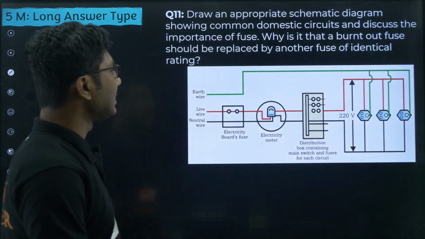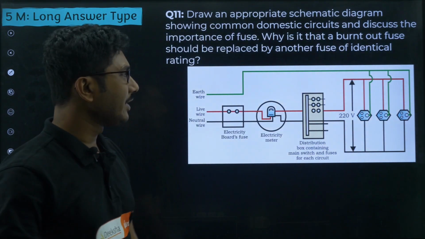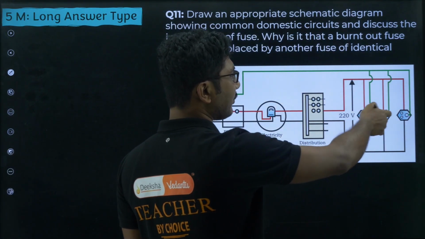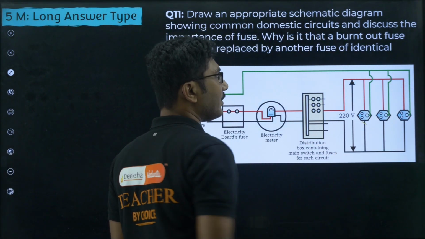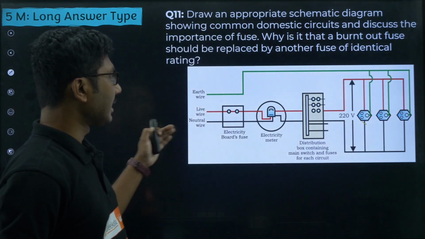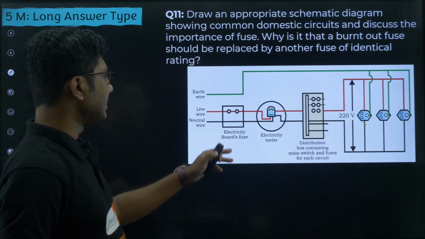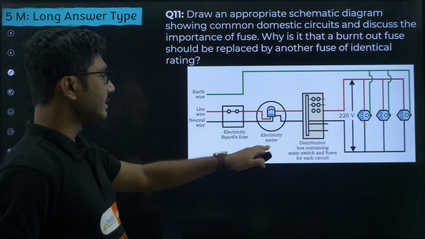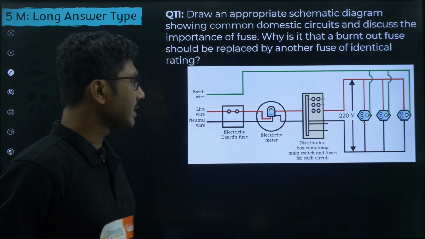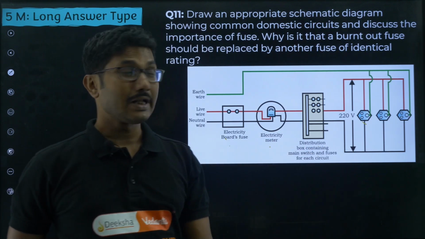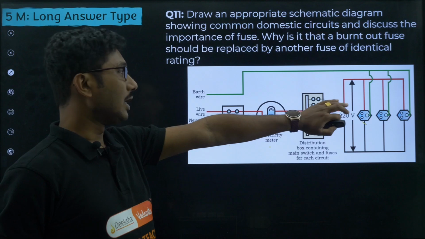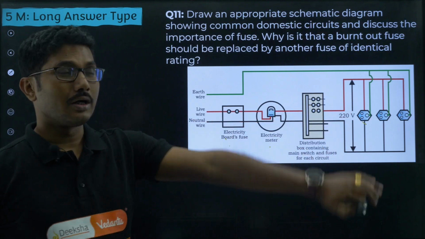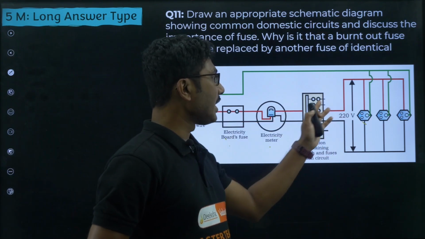So, you have to draw this circuit diagram, a simplified version of it. Here the plug points are there, you can add fan, TV, fridge, etc. Everything is connected in parallel combination. Here is the electricity board fuse, there is an electricity meter, there is a distribution box containing the main switch and fuses of each circuit.